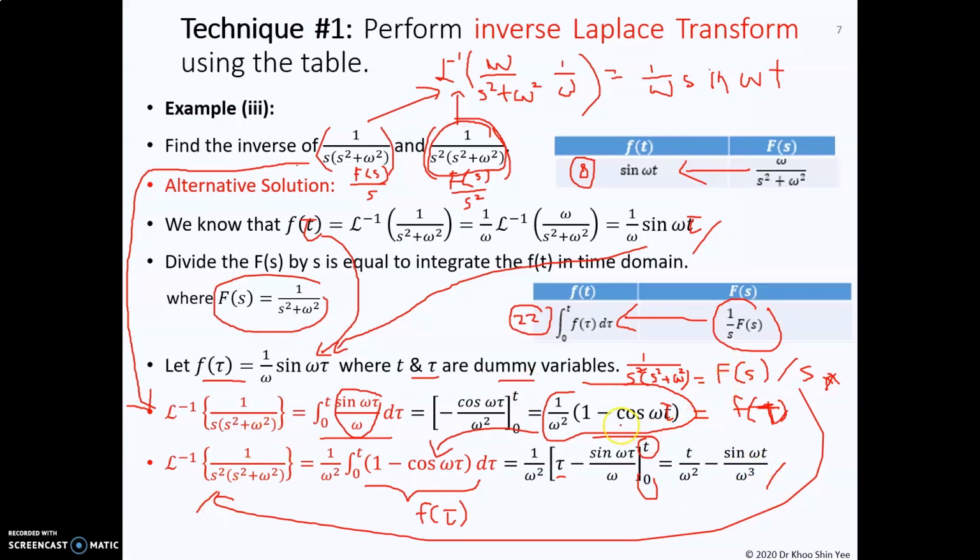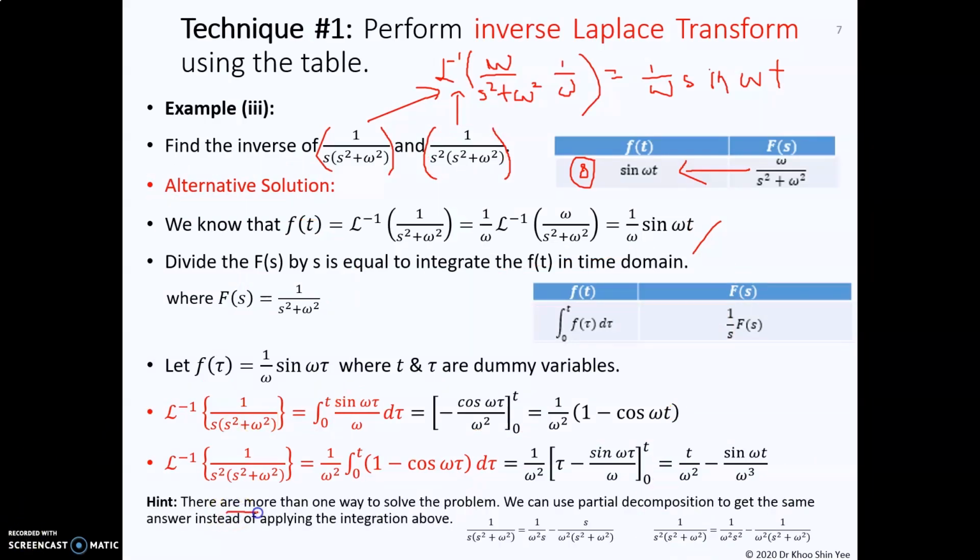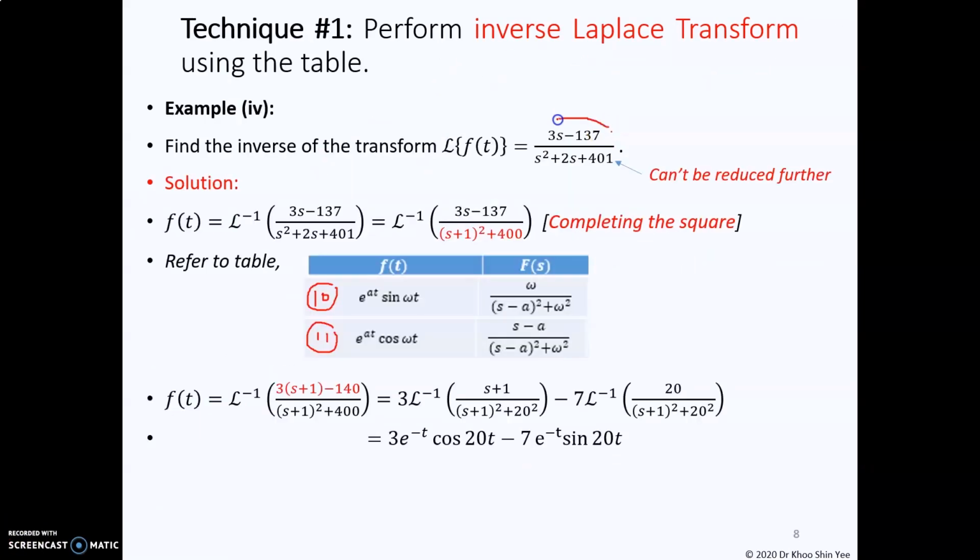So in this example, it shows you that we can use an alternative solution instead of the partial fraction that you performed previously. This method is faster compared to the previous one. We can see there is more than one way to solve the same problem here. In some problems, you have f of x equal to some example like this, which cannot be further reduced by using partial fraction.